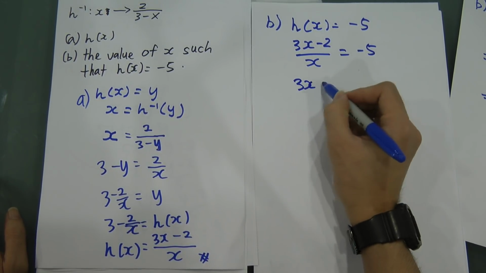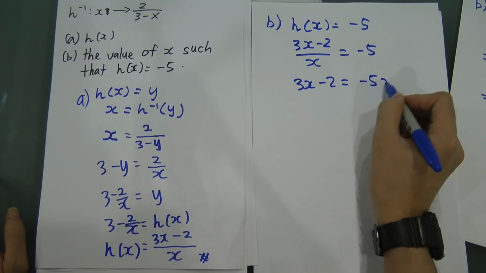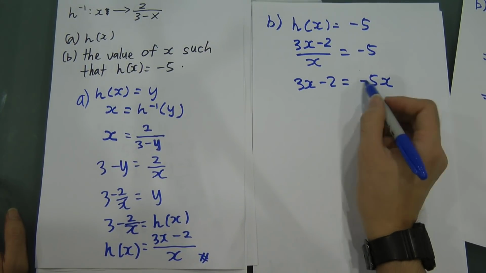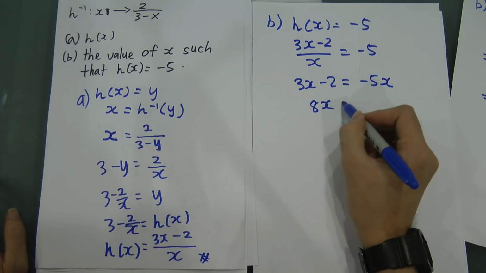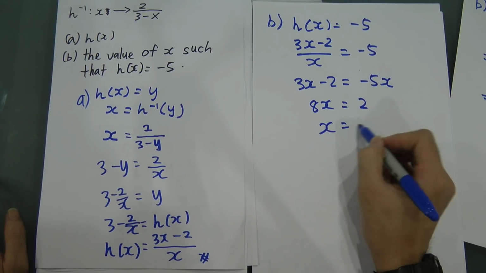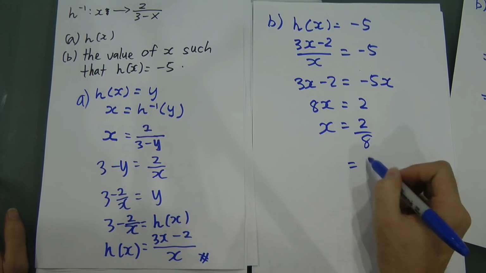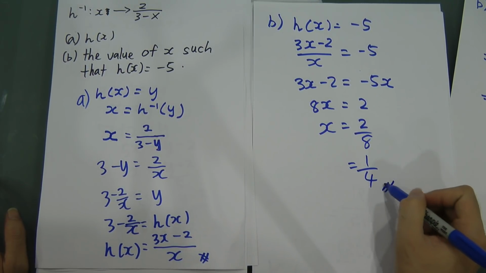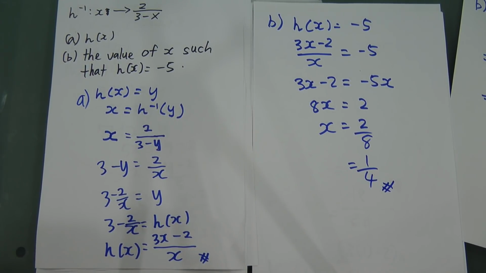So 3x minus 2 will equal to negative 5x. So this one move here, 3x plus 5x, 8x will equal to 2. So x will equal to 2 over 8. So equal to 1 over 4. That's all. Okay. I hope this video can help you.